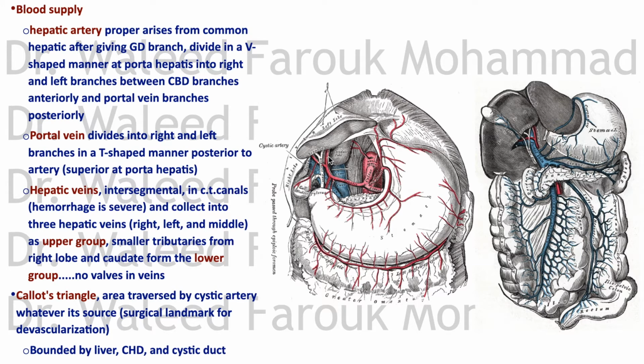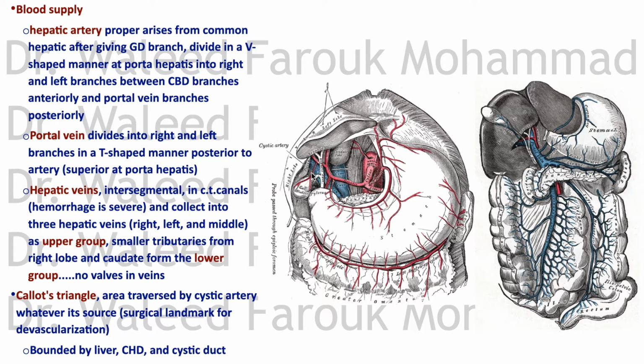They found out that it passes through a triangle bounded superiorly by the liver and by the hepatic ducts. This is called the Calot triangle, in which in surgery they go to this area to find the cystic artery in order to devascularize the gallbladder before excising the gallbladder. So this is called the Calot triangle, bounded by the hepatic ducts and the liver, through which, whatever the source of the cystic artery, it will pass.